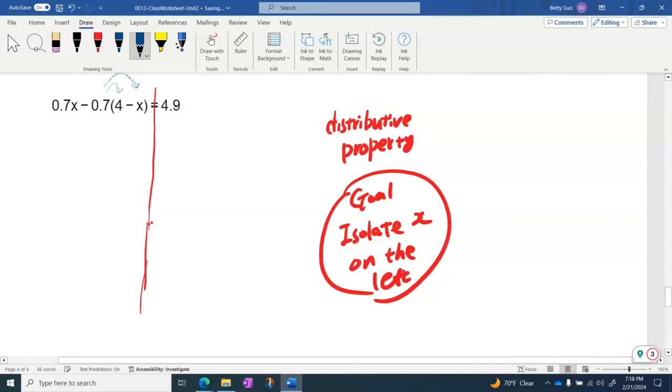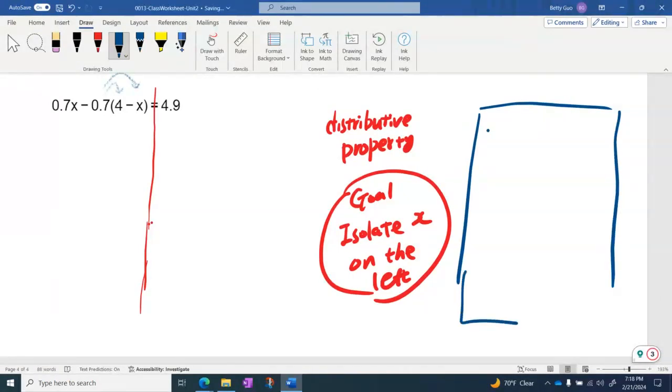Negative 0.7. Awesome. Negative 0.7, not a positive. I prefer you see it as a negative 0.7. And if that is challenging, you can always break things down. If one task is too much, you can break it down. For example, you can move that part into this box, negative 0.7 times parentheses 4 minus x, and once you apply the distributive property, you can put it back. Yeah, we can do that.